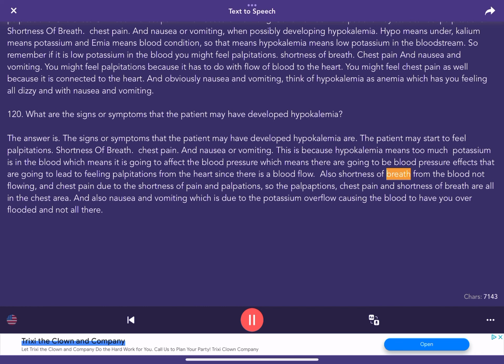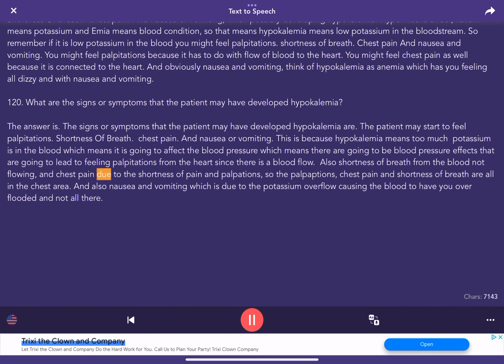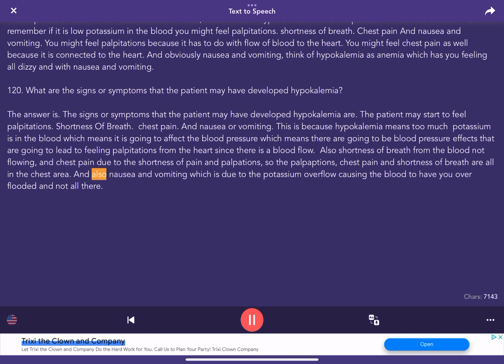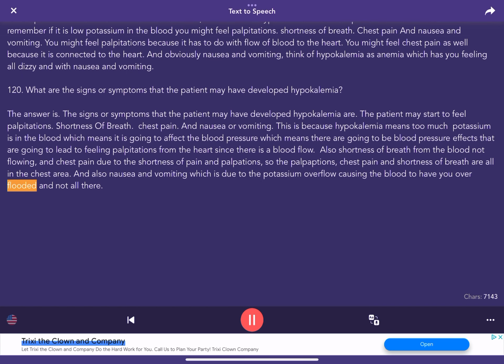Also shortness of breath from the blood not flowing, and chest pain due to the shortness of breath and palpitations, so the palpitations, chest pain and shortness of breath are all in the chest area. And also nausea and vomiting, which is due to the potassium overflow causing the blood to have you overflooded and not all there.